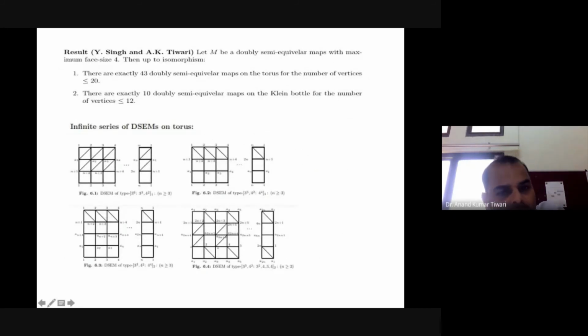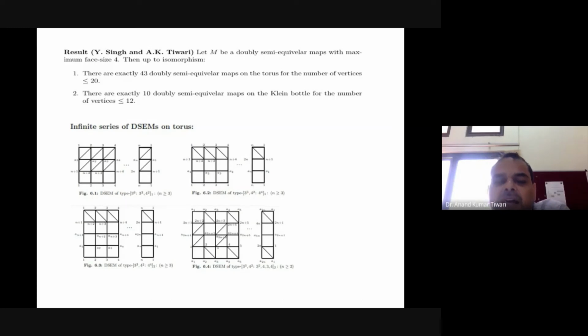Further, we have classified some of them, and we obtained that there are exactly 43 doubly semi-regular maps on the torus for the number of vertices up to 20, and there are exactly 10 doubly semi-regular maps on the Klein bottle on up to 12 vertices.